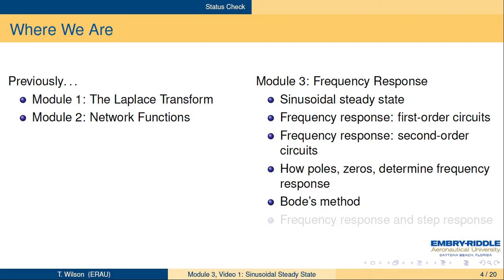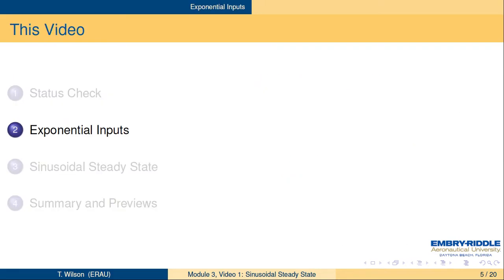And these are going to be graphic plots of frequency response magnitude and frequency response angle versus frequency. But Bode's method lets us identify where the poles and zeros are by the way the frequency response changes. And then we'll look at the relationship between frequency response and step response, which gives us some implications when we choose alternatives among different designs.